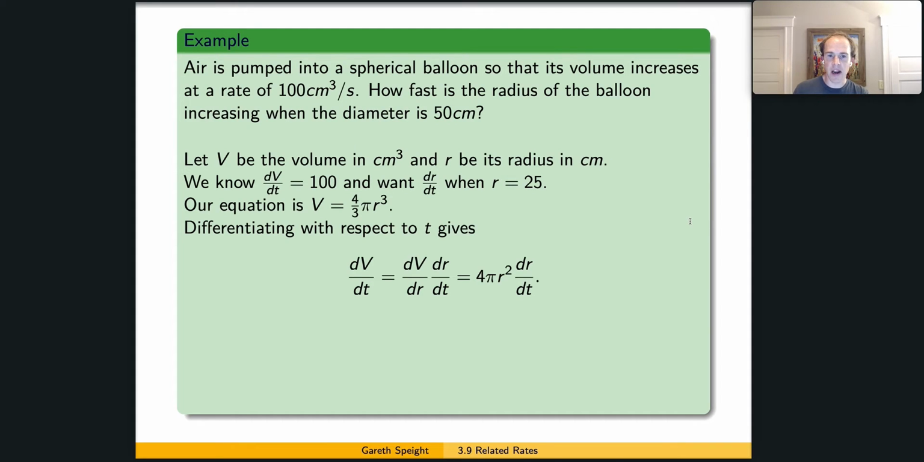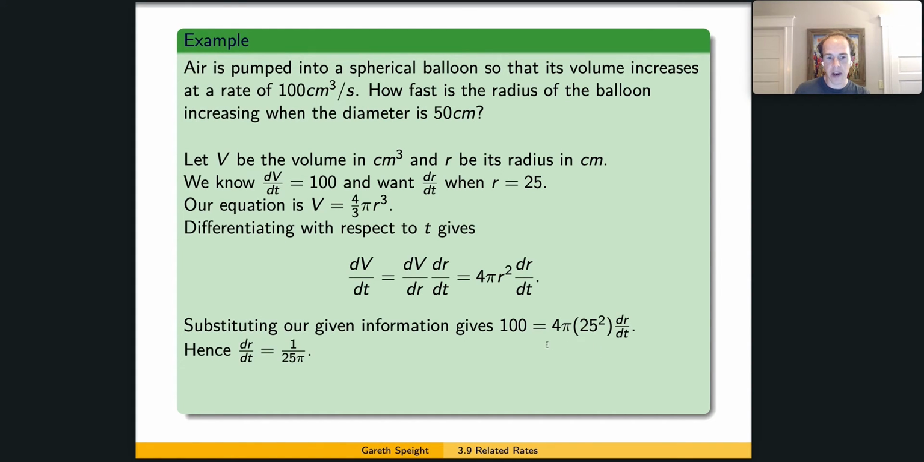Okay, now we can substitute in the information we know. So we know dV/dt is 100. We know that r is equal to 25. So we plug all that in, and then we have to solve for our unknown, which is dr/dt. Okay, so we get dr/dt as 1 over 25 pi.